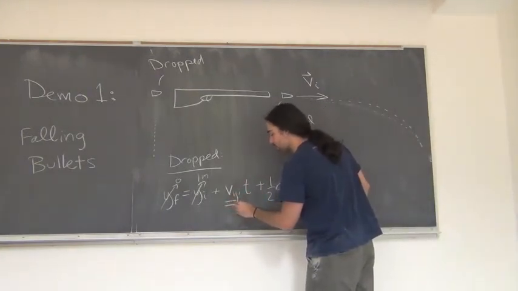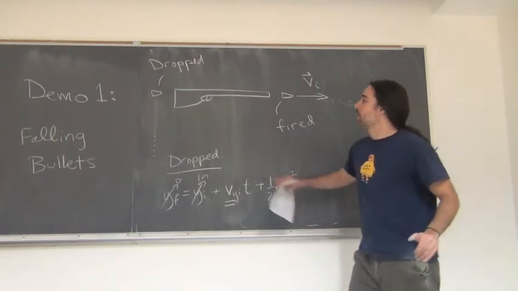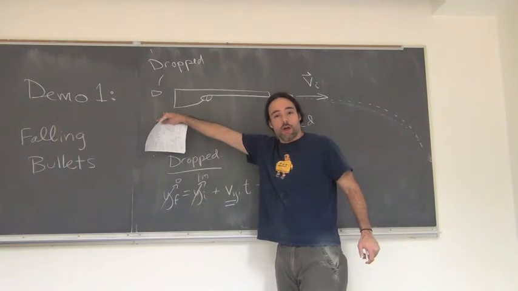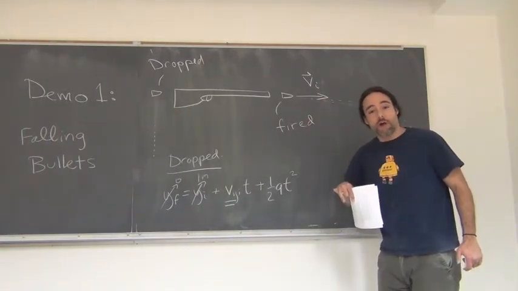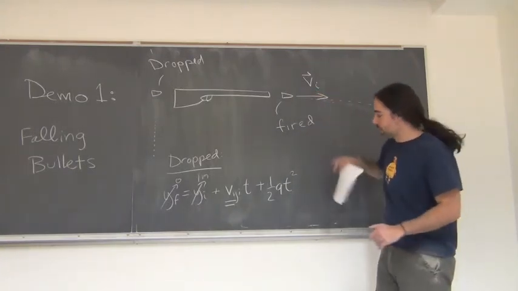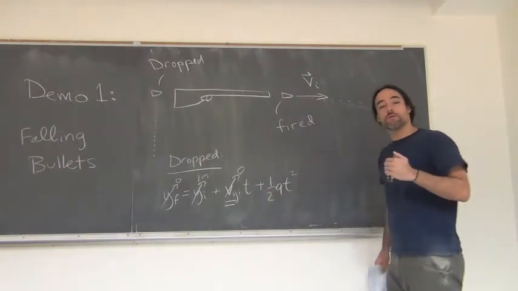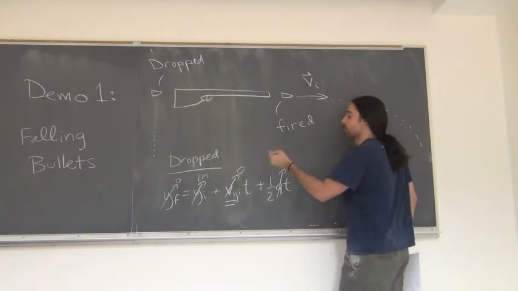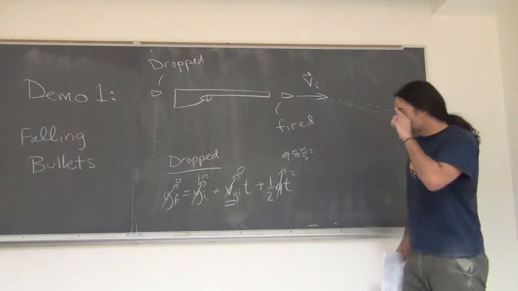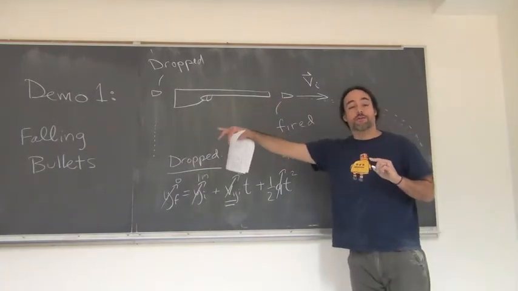Here's the interesting part. The initial y velocity: none of them had an initial y velocity. This one had no initial velocity at all. The fired bullet had no initial y velocity, even though it had a really big x velocity. So this is 0, and in fact, this is 0 for both cases. The same thing is true for the acceleration. The acceleration is 9.8 meters per second squared for both the fired bullet and the dropped bullet.